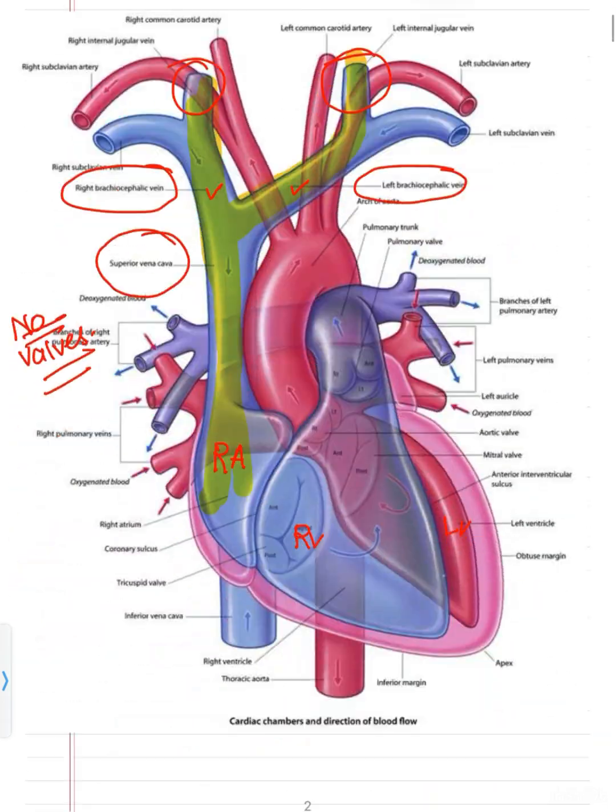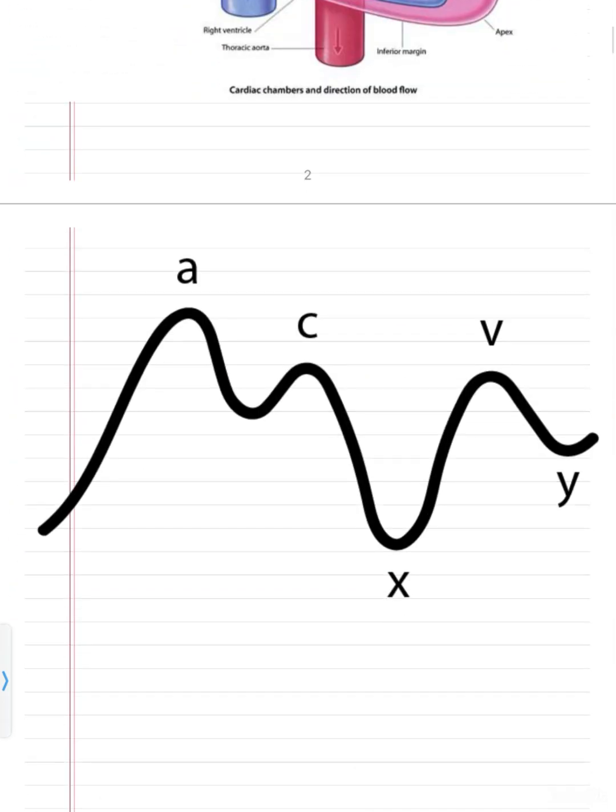Coming to question number 2, there are certain waveforms also. There are A waveform, C waveform, and V waveform. A, C, and V waveforms are formed when the pressure in the right atrium increases and the pulse goes up, and X and Y descent will be seen when the pressure in the right atrium goes down.